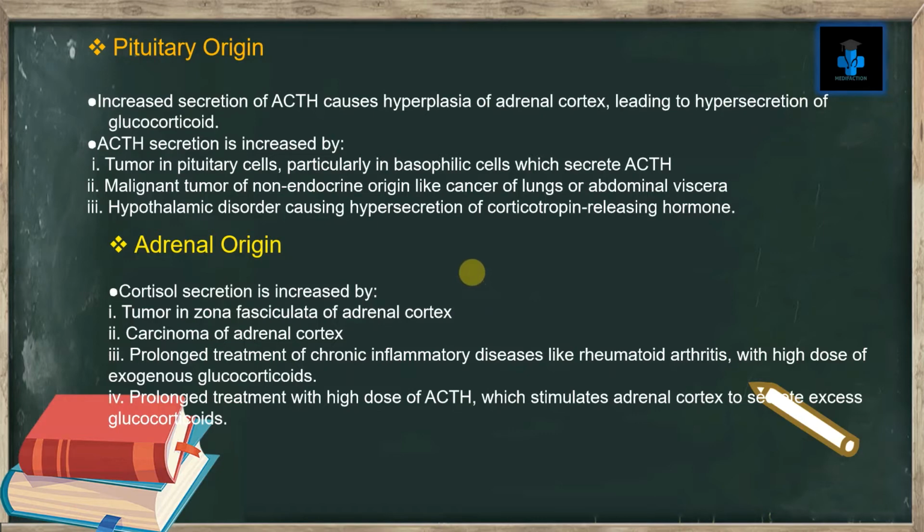Adrenal origin. Cortisol secretion is increased by number 1. Tumor in zona fasciculata of adrenal cortex. Number 2. Carcinoma of adrenal cortex. Number 3. Prolonged treatment of chronic inflammatory diseases like rheumatoid arthritis with high dose of exogenous glucocorticoids. Number 4. Prolonged treatment with high dose of ACTH which stimulates adrenal cortex to secrete excess glucocorticoids.